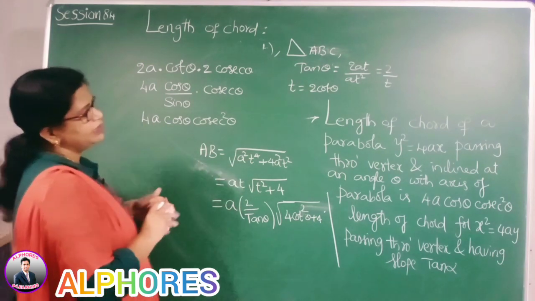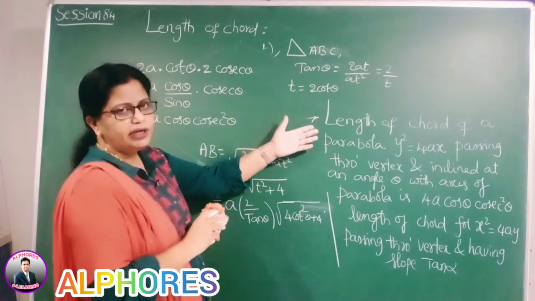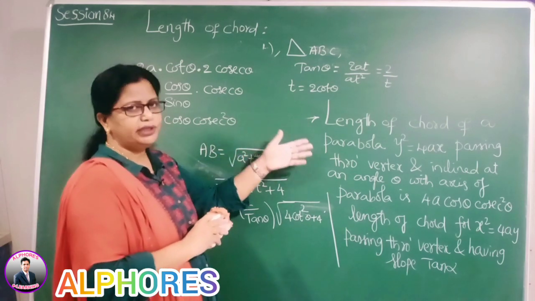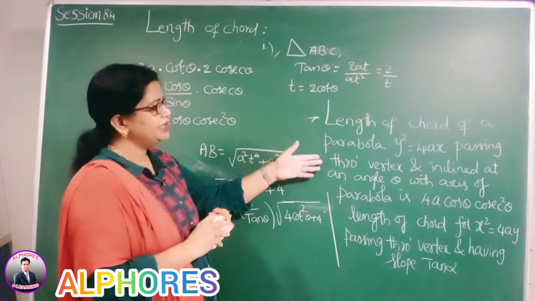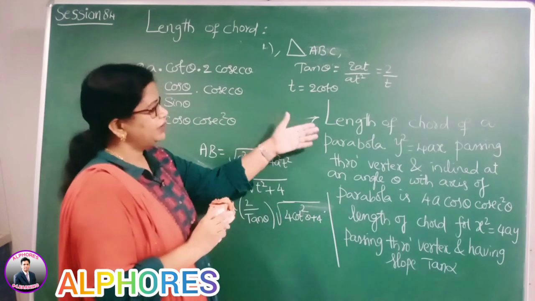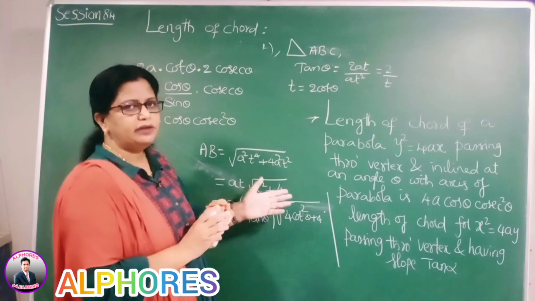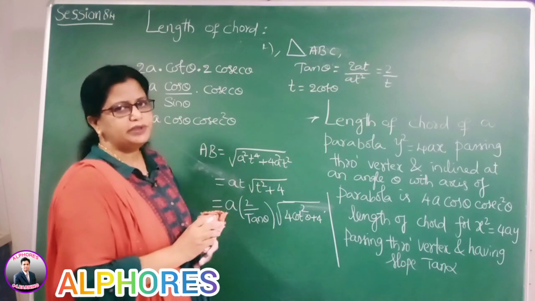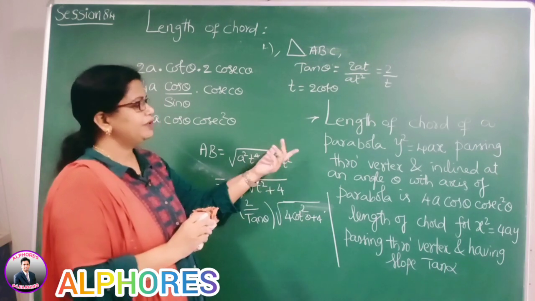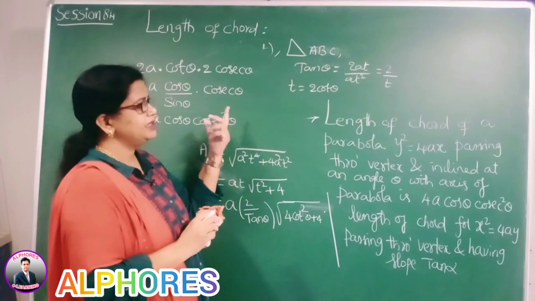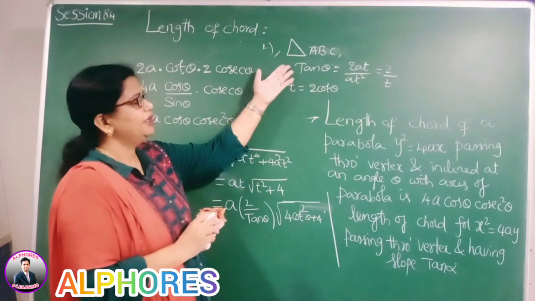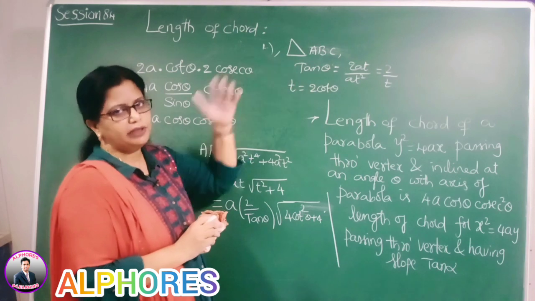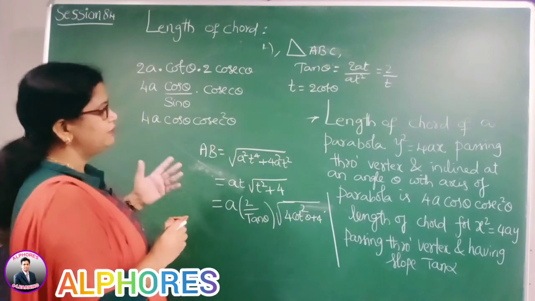Okay. So what is the nature of the chord here? The chord is exactly passing through the vertex. Chord is passing through the vertex, and that chord is making an angle theta with the axis. That implies tan theta is the slope. That also you can find here directly. Slope of the chord also you can use, instead of using right angle triangle, I can use the slope directly also. Okay. So this is the first problem.